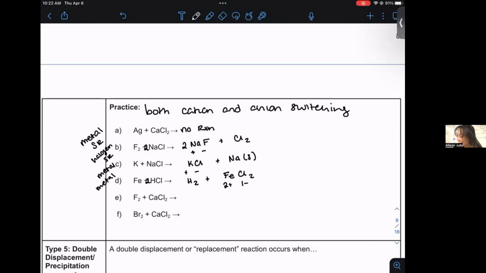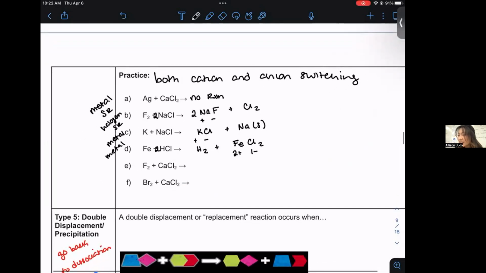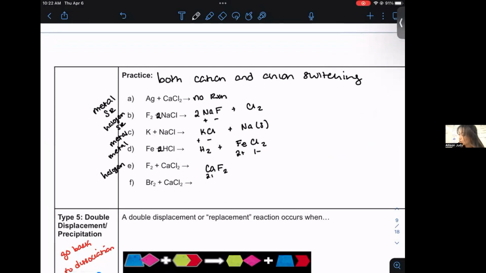Okay. So next one, we're definitely going to have a reaction. Free element fluorine, that's the most reactive free element out there. This is a halogen single replacement. So we're going to get the new compound, calcium fluoride. But calcium is a 2+ charge. Fluorine's a 1-. So we're going to need to make sure our subscripts match up so that they cancel out the charges. And we're going to get chlorine 2.